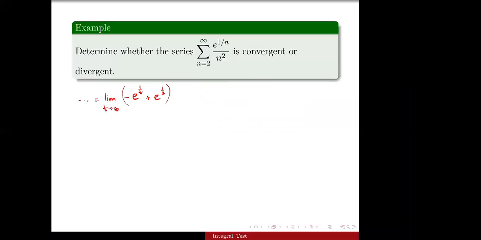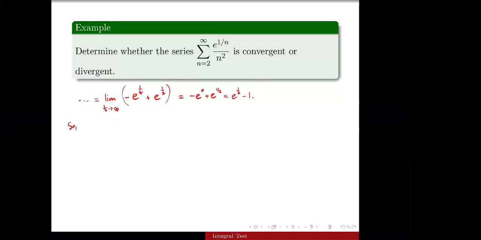Okay? And again, as t approaches plus infinity, 1 over t will go to 0. So this here is just negative e to the 0 plus e to the 1/2. Okay? And this is just what? This is just a number. e to the 1/2 minus 1.